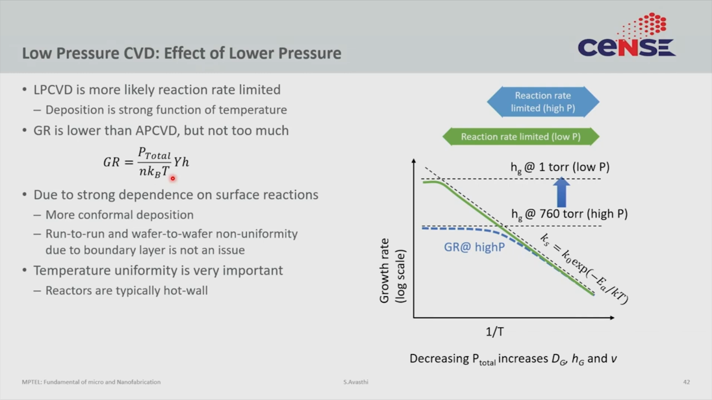The other consequence is that there is a very strong dependence on the surface reaction rate, K, which is exponentially dependent on temperature. So, you are not so much limited by wafer uniformity, but you are very sensitive to temperature uniformity. You are not very sensitive to boundary layers, and not so sensitive to the flow of the gas, but you are very sensitive to temperature. That is why LP-CVD reactors typically are hot walled, because hot walled reactors tend to give more uniform temperature.